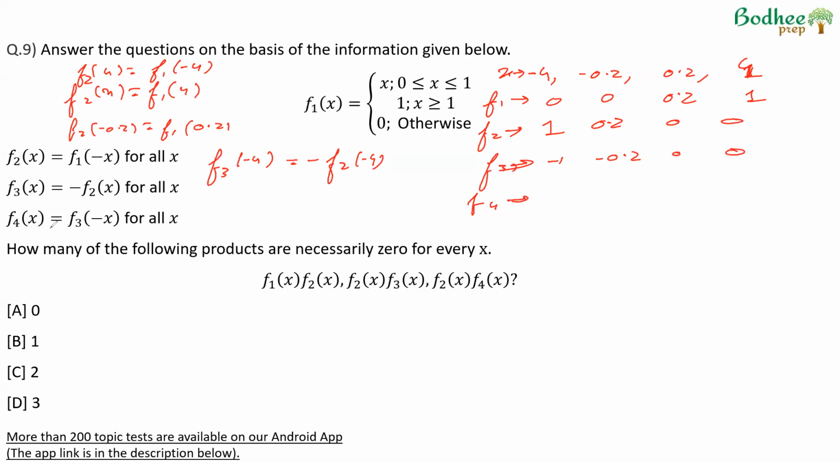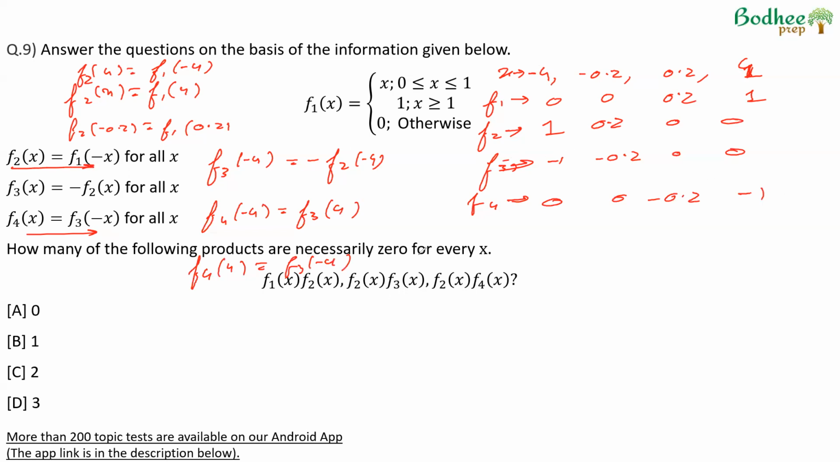If you look at f4, as f2 and f1 are related, f4 and f3 are related. So the values will invert, and therefore the values will be 0, 0, 0.2, minus 0.2 and minus 1. Why does this happen? Because f4 of minus 4 will be equal to f3 of 4. f3 of 4 was 0. So f4 of minus 4 will be 0. f4 of 4 will be f3 of minus 4. f3 of minus 4 was minus 1. So f4 of 4 will be minus 1.